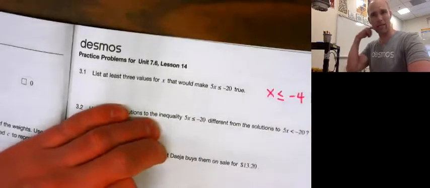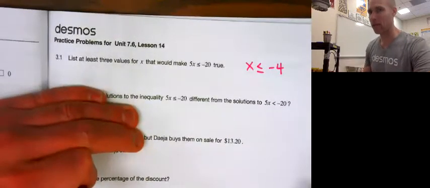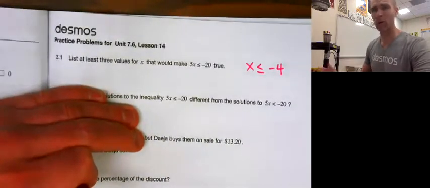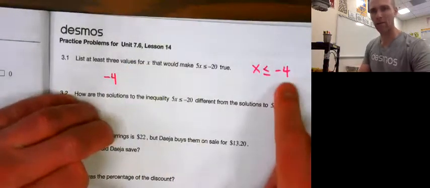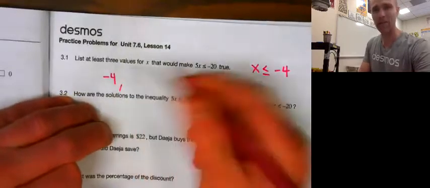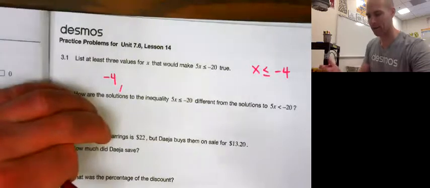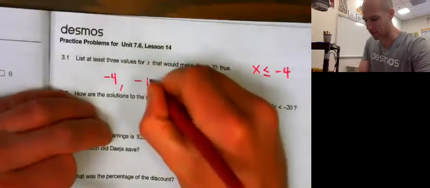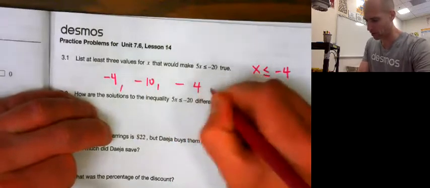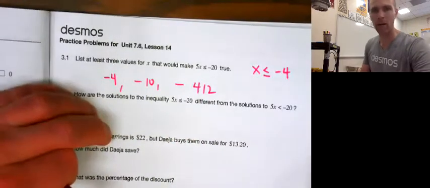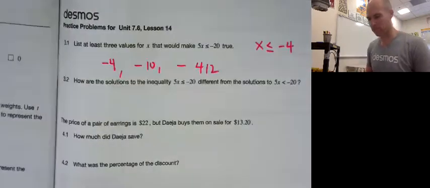And so we're supposed to list 3 values that work for that. That just means list 3 values that are either equal to or less than -4. I'm going to start with -4 because that's equal to -4, right? So that works. Now I just need smaller numbers. That means more negative, or bigger negative, if you like to think of it that way. How about -10? How about -412? There you go. There's your 3 values. Maybe you should think of 3 different ones.